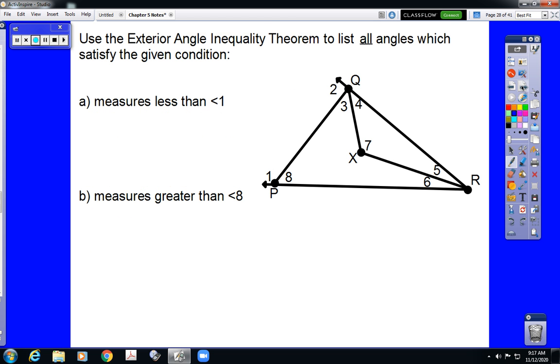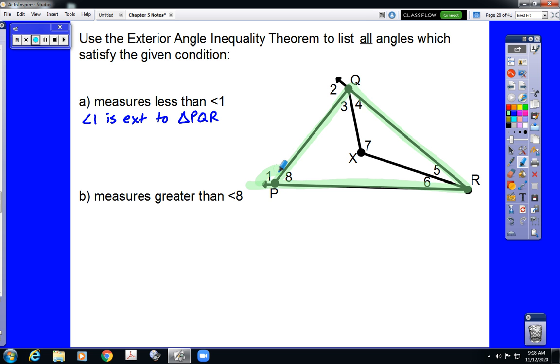Okay, so this one, the picture looks a lot more complicated, but it's actually a lot simpler. There are fewer exterior angles to worry about, so there are fewer answers, to be 100% honest. So here we go. Angle 1 is exterior to triangle PQR. Okay, it is exterior to triangle PQR, this one.